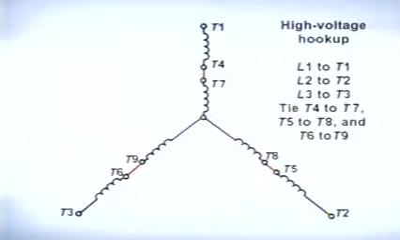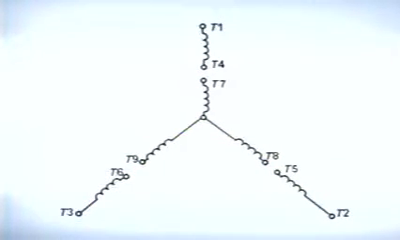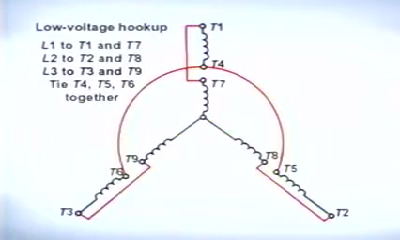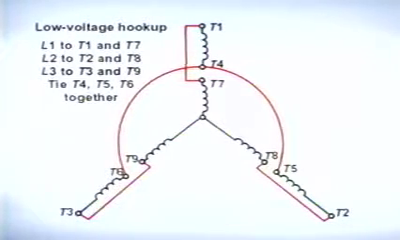The high voltage connection configures the motor windings in the shape of a large Y. Power is supplied to wire leads T1, T2, and T3. When the motor is to be used at the lower of the 2 voltage ratings, the windings are connected to form 2 smaller Ys, which are wired in parallel with each other. L1 is connected to both T1 and T7, L2 to T2 and T8, and L3 to T3 and T9.